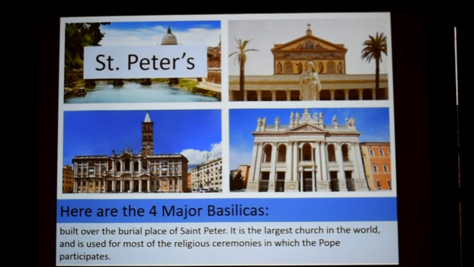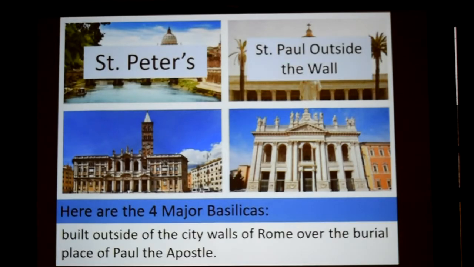The second major basilica is St. Paul's Outside the Walls, which is because it's built outside the wall of the ancient city of Rome. St. Peter's is called St. Peter's because St. Peter is buried there. His bones are underneath the altar of the church. St. Paul, same thing. He's buried there underneath the church. They built a church over the top of him.